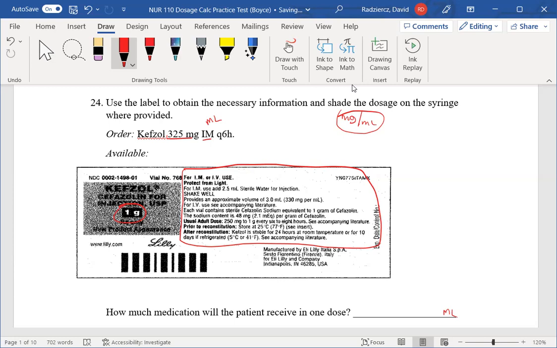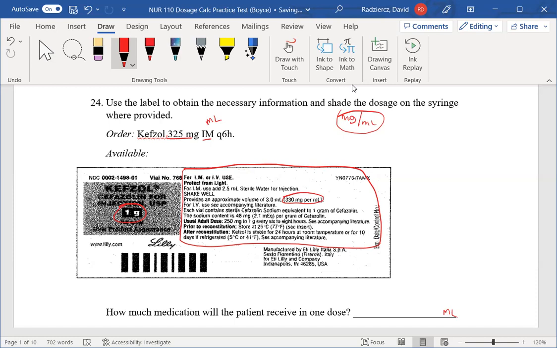Then it says it provides an approximate volume of 3 milliliters. Again, that's good to know. But then in parentheses, very small, it says 330 milligrams per milliliter. On a reconstitution question, that's what you're looking for. What I would highly recommend is, again, with the drug label searches, do a Google search for reconstitution medication labels, and look at the different labels and see how it's measured and how it's done, because all of them look a lot like this. I'll show you in the second example in a moment.